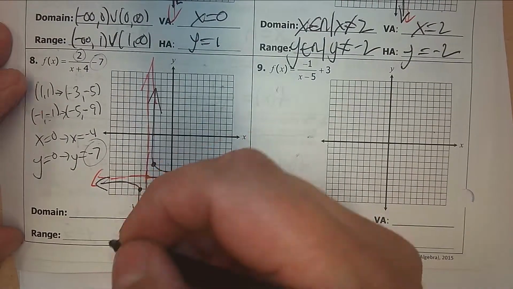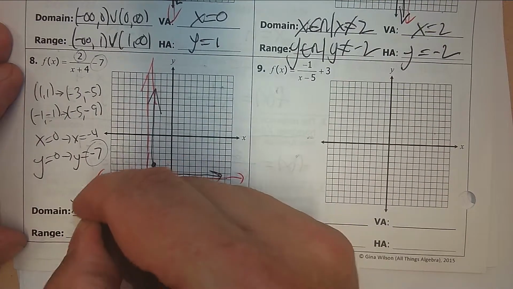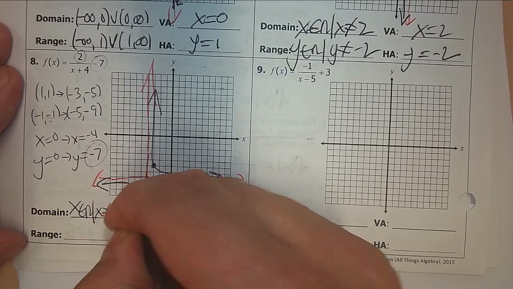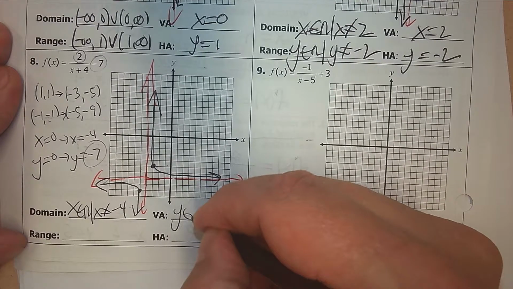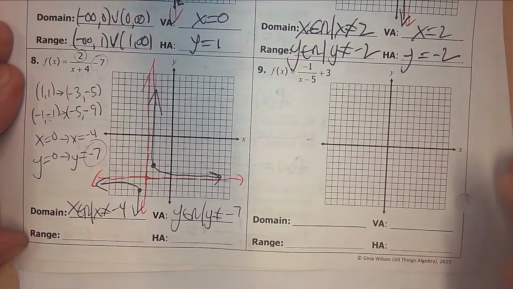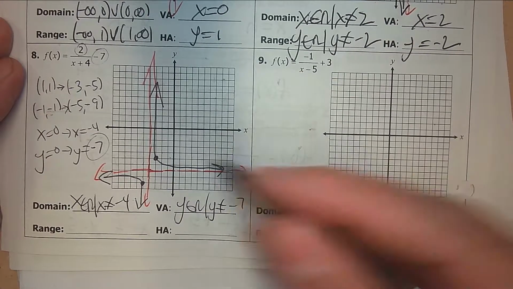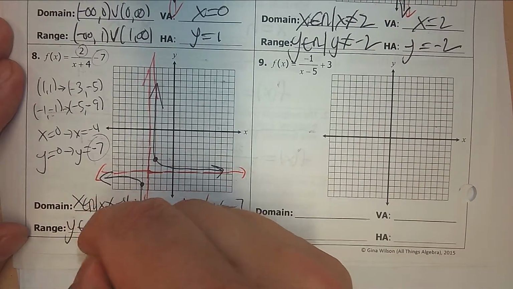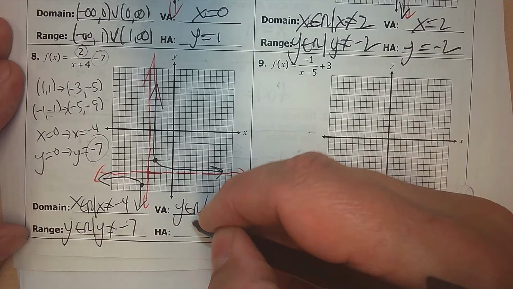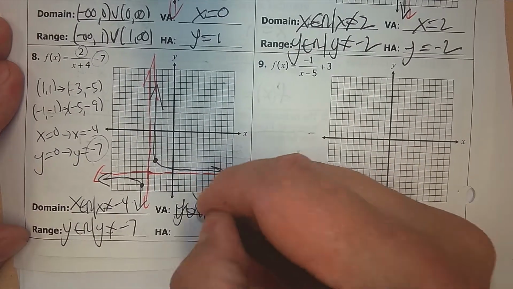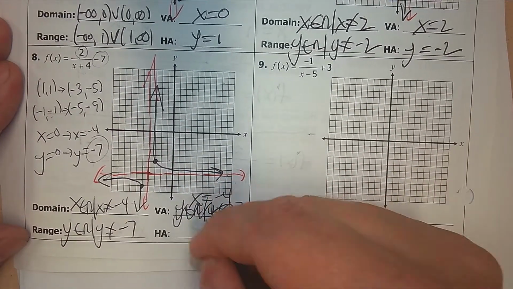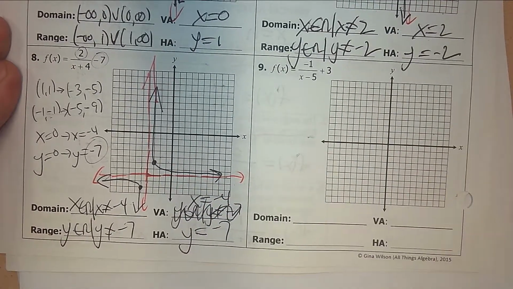So here, the domain, x cannot equal -4, and y cannot equal -7. And we already put down, oh, for the range, oops, I put it in the wrong spot. There's the range. The vertical asymptote is x equals -4, and the horizontal is y equals -7. Let's try one more time.